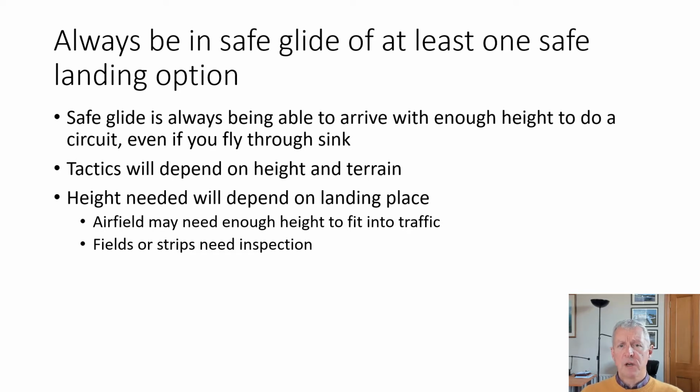So we're always going to be in safe glide of at least one safe landing option. What I mean by safe glide is that we're always able to arrive with enough height to do a circuit, even if we fly through sink, and we'll go into how we do that in a moment. Our tactics about how we fly are going to depend quite a lot on the height that we've got and the terrain that's underneath us.